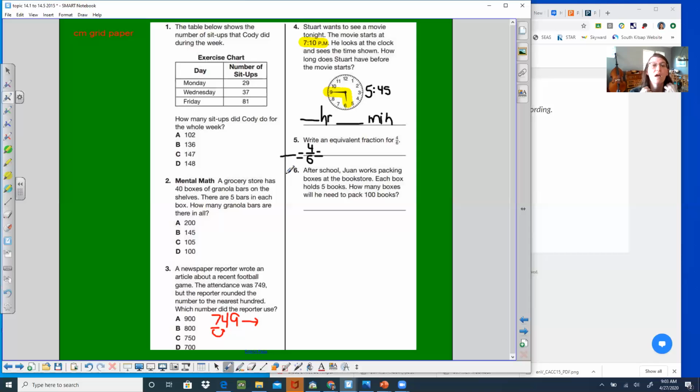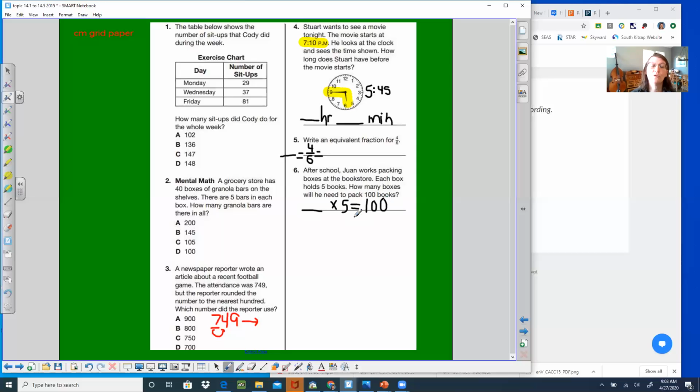Number 6, after school, Juan works packing boxes at the bookstore. Each box holds 5 books. How many boxes will he need to pack 100 books? So you are thinking, what times 5 equals 100?